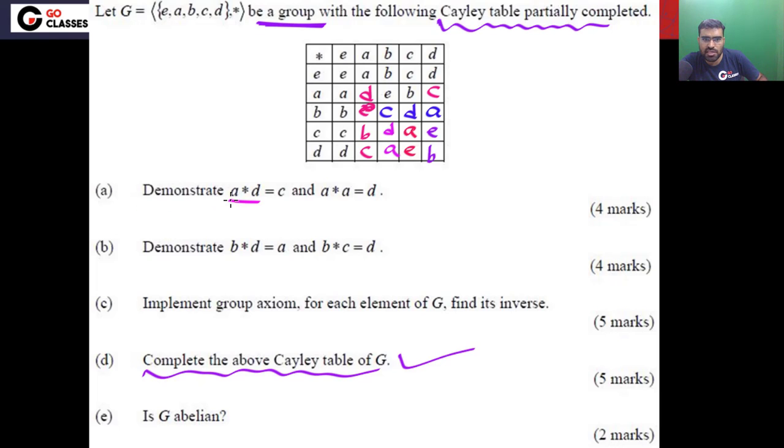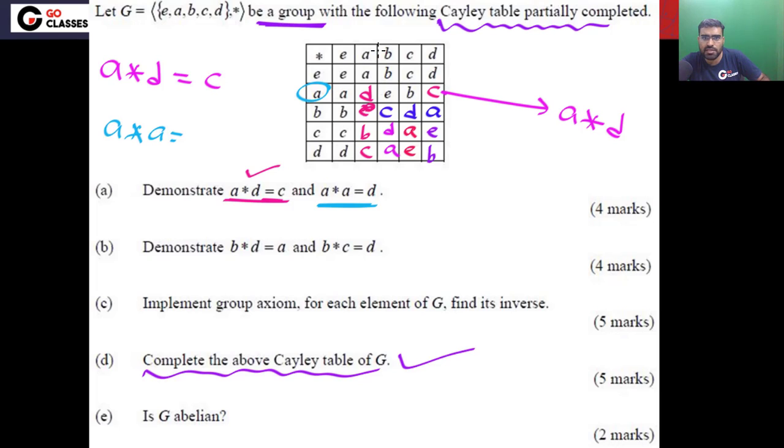Now the question is asking what is A star D? Now you have the entire table with you. This is A, this is D. So A star D is C. You can easily notice this entry is basically A star D, so A star D is equal to C. Yes, that is correct. Next, what is A star A? That will be D. Okay, so this is also correct.